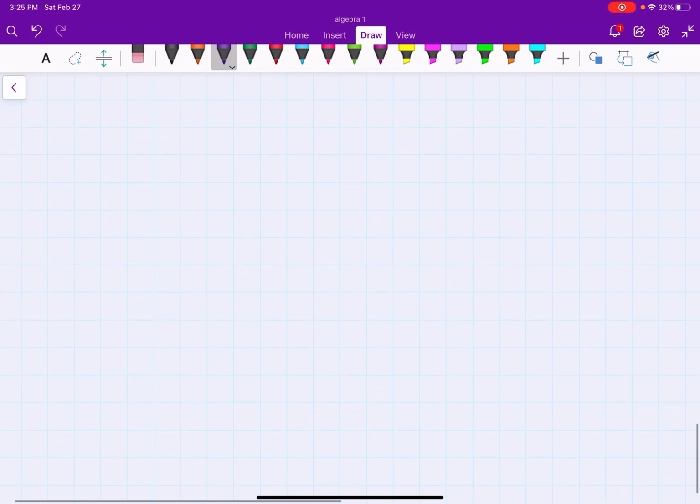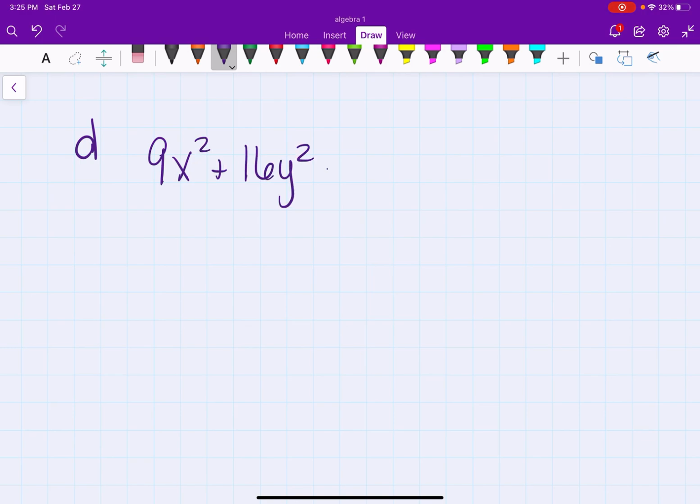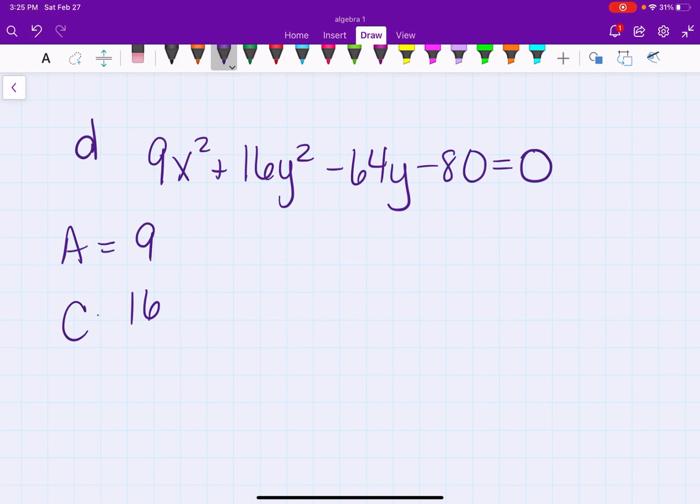Okay, my last one, D is 9x squared plus 16y squared. So all we're looking for is making sure they're all on the same side, because that'll be your homework tonight. If it's not, you've got to move it to the other side and change its sign. Okay, and then I'm looking in front of my x squared and my y squared. Well, what do I have? I have a 9 and a 16, so that's my A and my C if you want to label them. Well, first of all, they're both positive, so it's not a hyperbola. We have x squared, y squared, so it's not a parabola, but they have to be equal to be a circle. And since they're not the same, this is an ellipse.